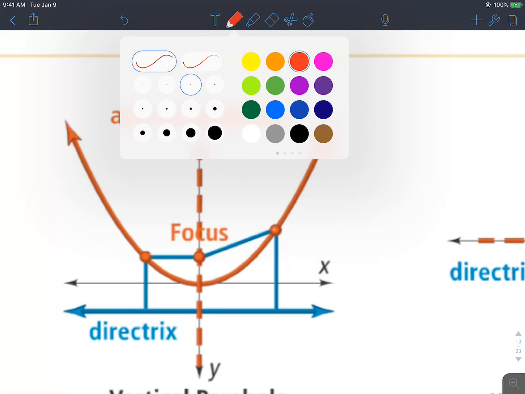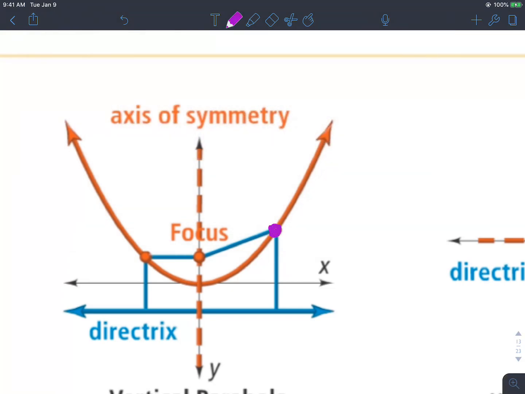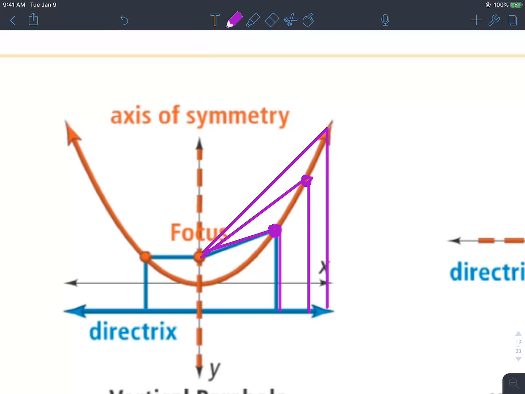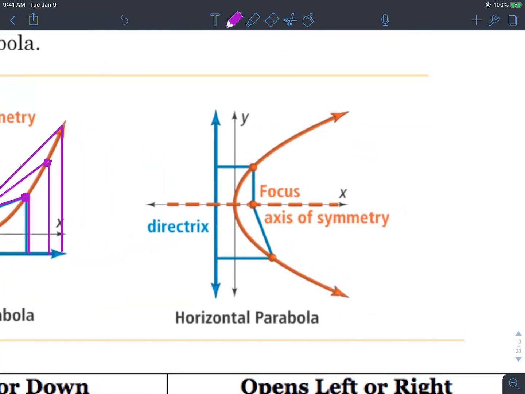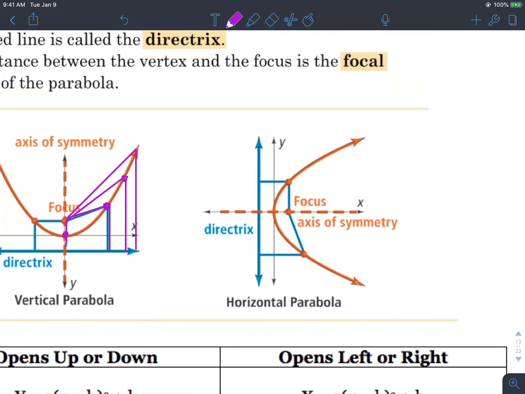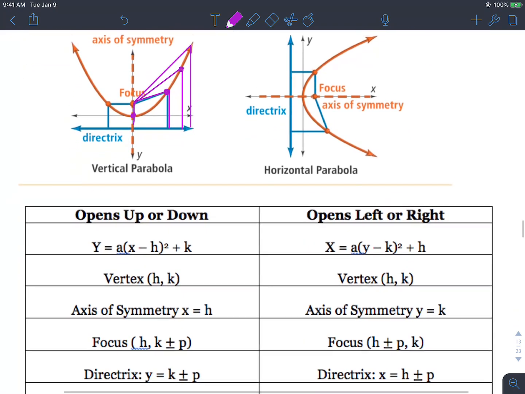What this really means is any point on this parabola should be the same distance from the focus as this line down here below, the directrix. And you can do that with any point on the parabola. Doesn't matter where the point is. It should be the same distance. You can even do one kind of like that right there. And you can do that with sideways parabolas. We're going to be graphing those, and we'll talk about what the equations look like here in just a second.